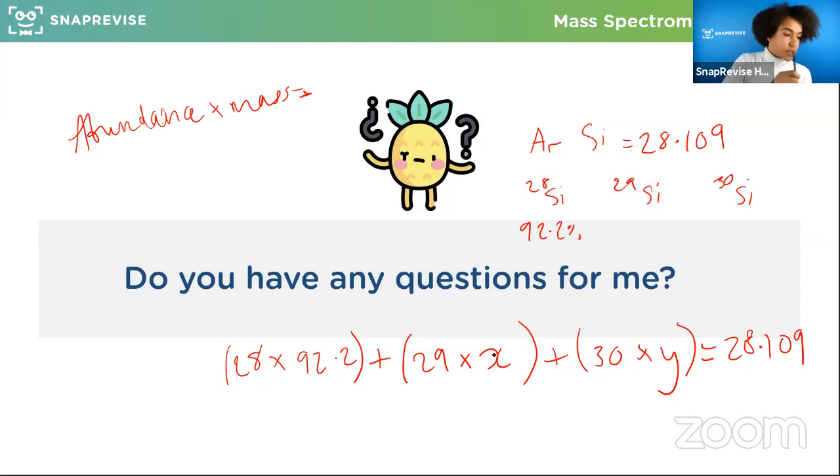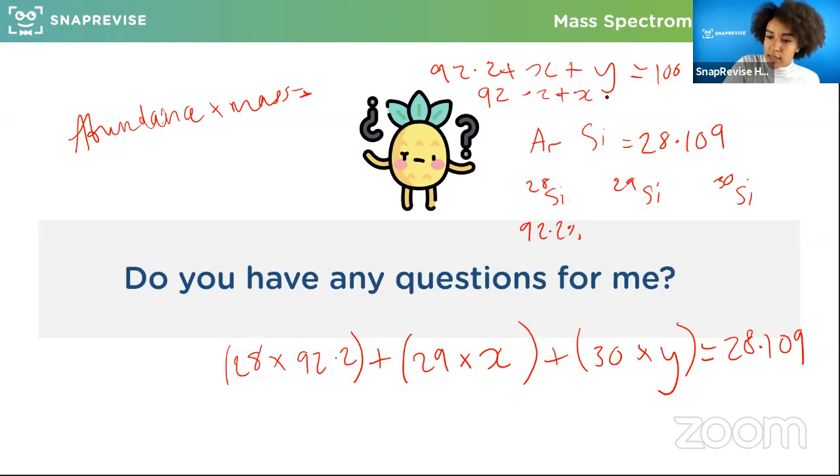Ah, Hazel, oh my gosh. So Hazel has been super helpful because, you're totally right. Because we know that it adds to 100, thank you, Hazel. 92.2 plus X plus Y has to equal 100, which also means that 100 minus 92.2 minus X should equal Y. So that is very, very helpful.